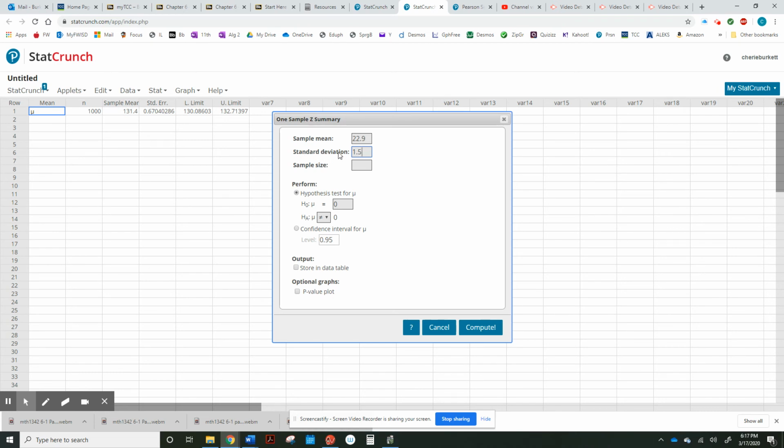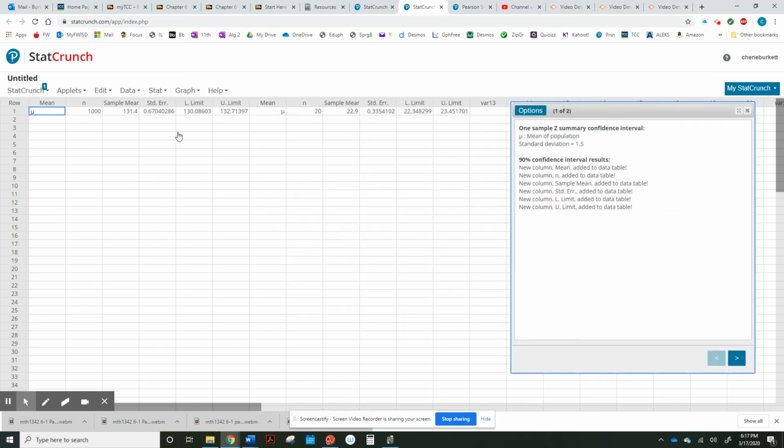When we don't know the standard deviation of the population, we'll be using a T summary. Our sample size was 20, and we knew that that was okay because the population was normally distributed. We're doing a confidence interval, and this time it's a 90% confidence interval. We want it to go ahead and store it in the table and give us a confidence plot. And it put it underneath over here. So here we go. It says 22.3 and 23.45. So those were our two numbers.